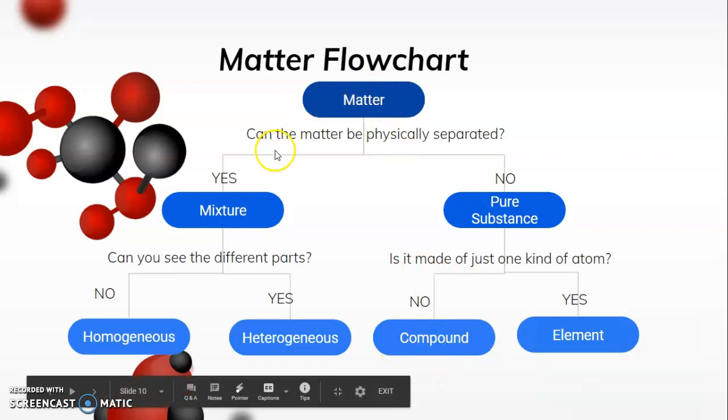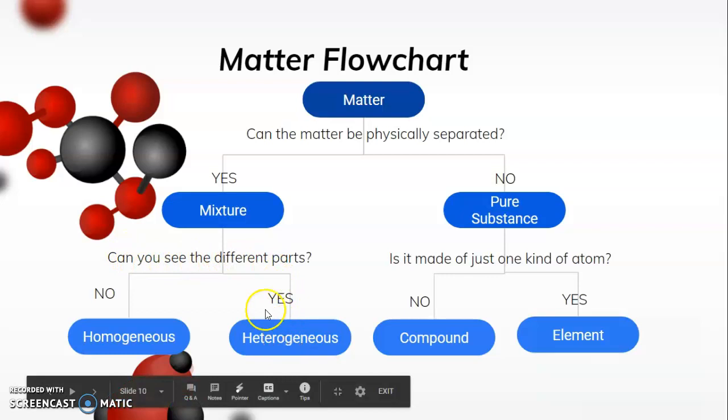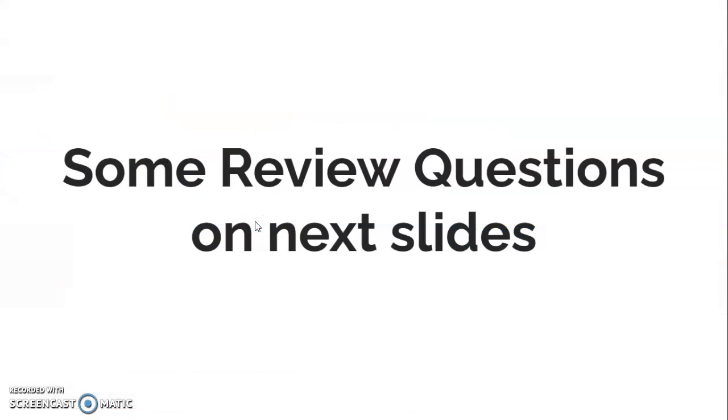If we start back up at the top and we ask ourselves, can the matter be physically separated, meaning through evaporation or filtration or something like that, and if the answer is yes, we know we have a mixture. We have two different types of substances in one place. From there, you ask, can you see the different parts? Yes, heterogeneous, or no, homogeneous. So that's the basics of pure substances versus mixtures.